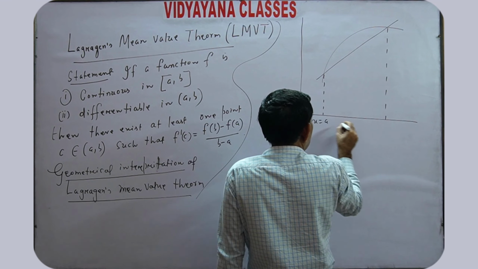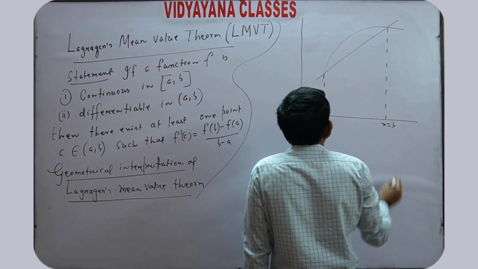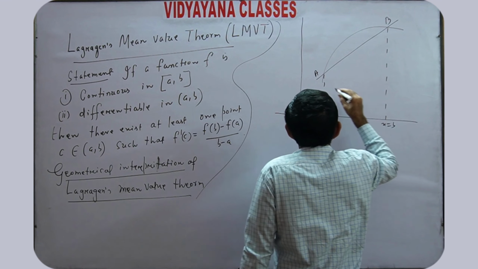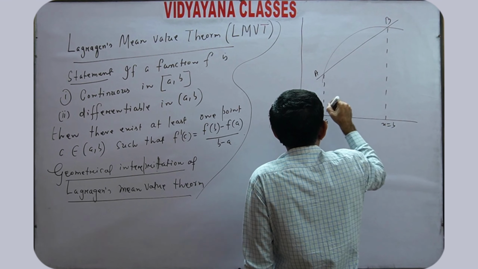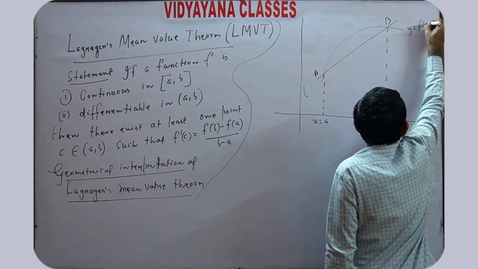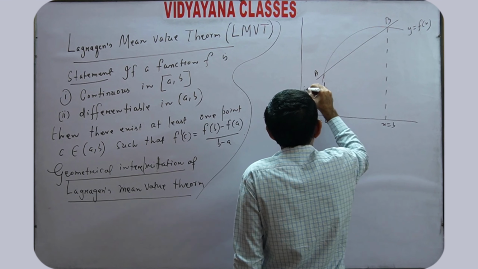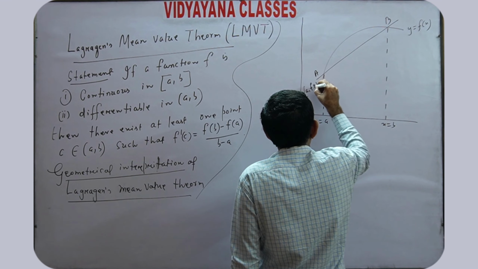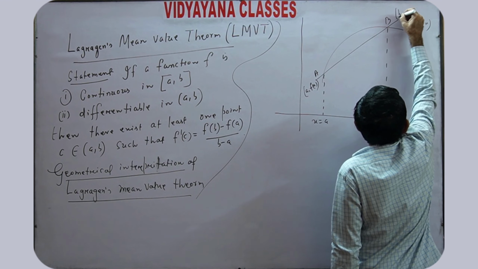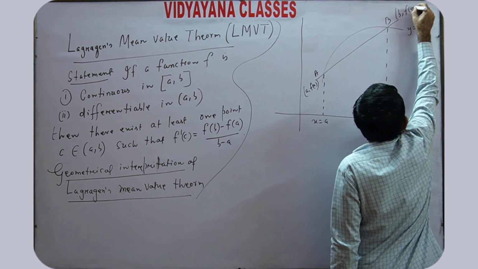x is equal to a, x is equal to b. It is the A point, it is the B point. The curve is y is equal to f(x). It is a continuous function. The coordinates of A are a, f(a). The coordinates of B are b, f(b).